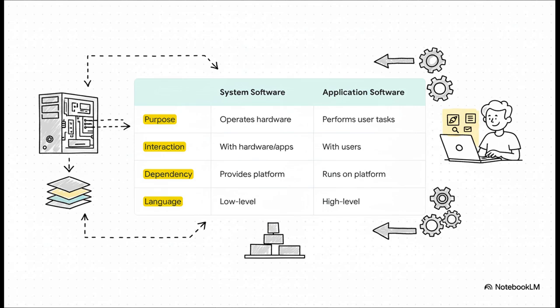And this table just lays out the differences perfectly. See, on one side, you have system software. Its purpose is to operate the hardware. It talks directly to the chips and circuits. That's why it's written in what we call low-level languages, because they give it super precise control. But then you look at application software. Its whole purpose is to do a specific task for you, the user, and it runs on the platform that the system software provides. They're a team. One absolutely cannot exist without the other.